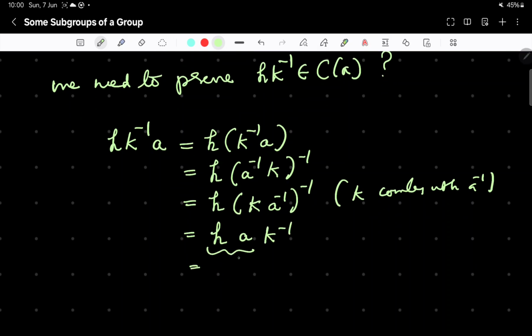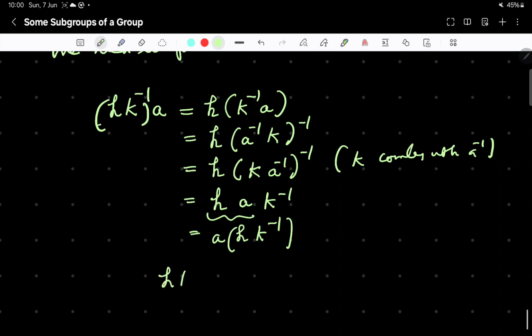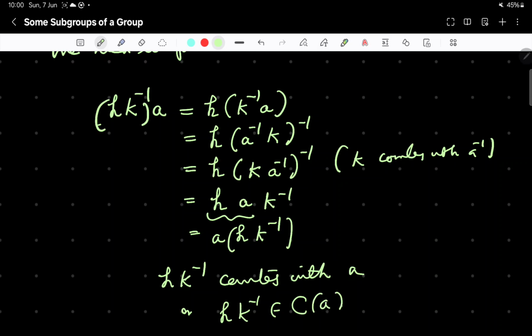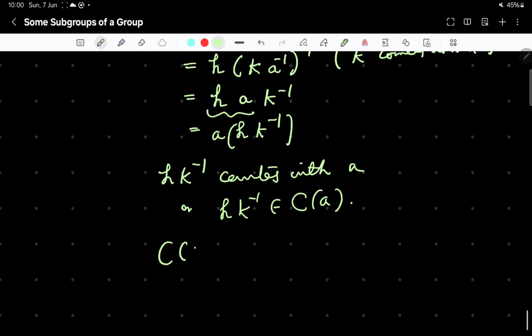Now H commutes with A, so you can make it AH. So what you have proved is HK inverse is in fact equal to A HK inverse. So that means HK inverse commutes with A, or HK inverse belongs to the commutator of A. So that means the commutator of A is a subgroup of G. Okay, so this is a one-line subgroup test which is very useful to prove anything like that.